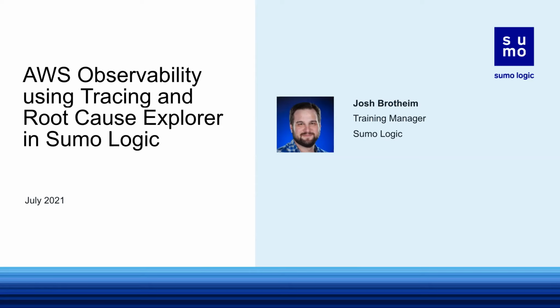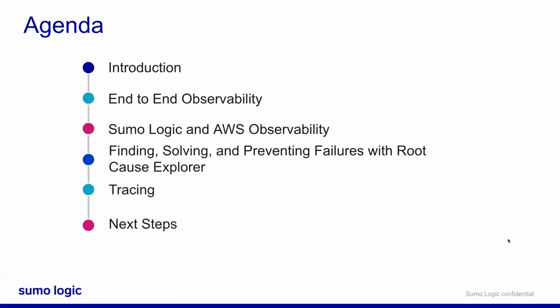And what we're going to be doing for you today is going over, well, hopefully you're in the right class, AWS Observability, specifically using tracing and root cause explorer within Sumo Logic. And so what we'll do is, well, let's go through the agenda. Let's talk exactly about what we're going to do today. We're going to be together for the next hour, and we're going to make this somewhat interactive.